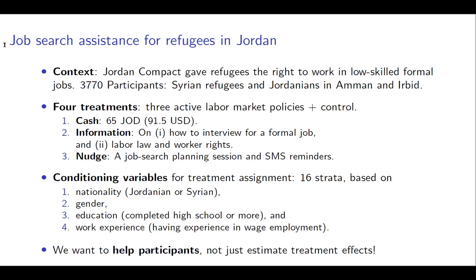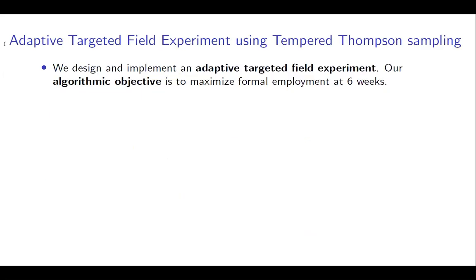We're interested in this context not just to estimate average treatment effects, but also to assign treatment in a way that hopefully helps our participants. We mean this formally in the sense of trying to maximize formal employment at the 6-week mark. So we set up an algorithmic objective to maximize employment at that point as a proxy for the effectiveness of our policies for getting people into good jobs.